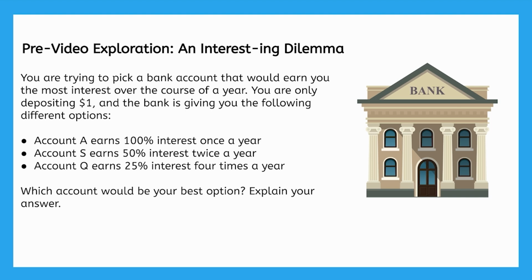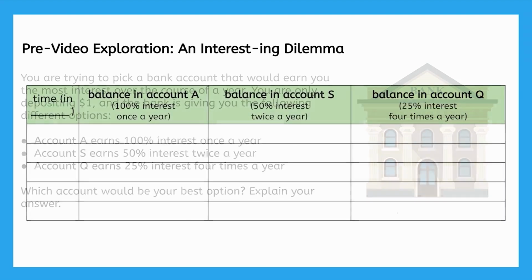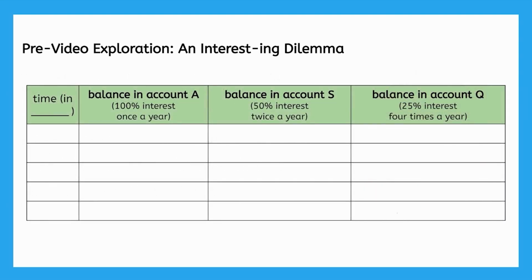Explain your answer. To figure out which one is better, let's find the balance that each one would produce after 1 year with your $1 deposit. In your guided notes, you'll find this table that will allow us to compare the behavior of the accounts side by side. But first, if our goal is to find the balance at the end of 1 year, what would be an appropriate time unit? Since each account earns interest a different number of times in a single year, let's use months to comfortably work within a single year. At 0 months, all the accounts start with $1.